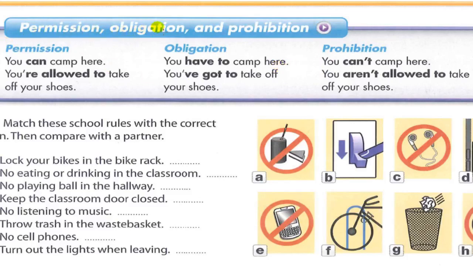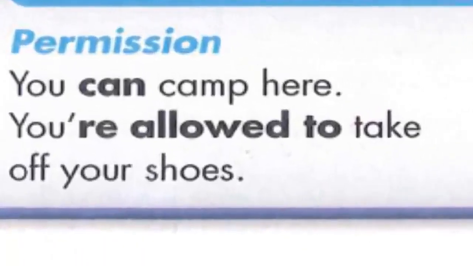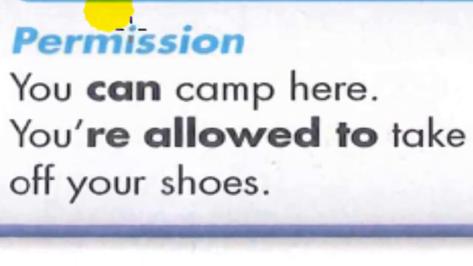Permission, obligation, and prohibition. Permission: you have the right to do it. You can do it. You can camp here. You're allowed to take off your shoes. So here you have permission. We have subject, you, plus can, plus main verb, camp. You can camp here. Subject, can, main verb.